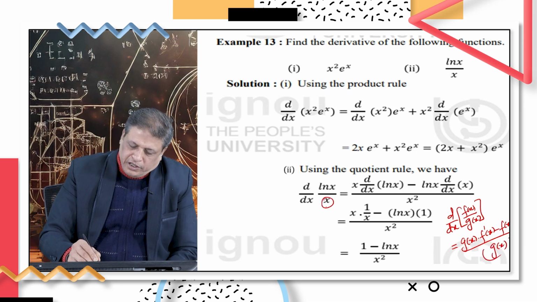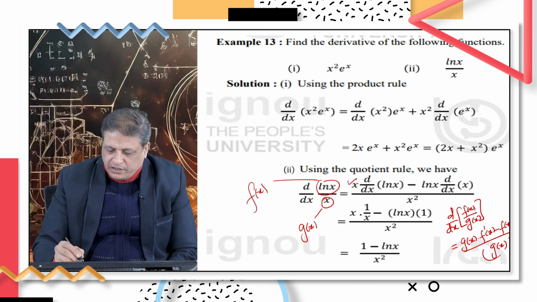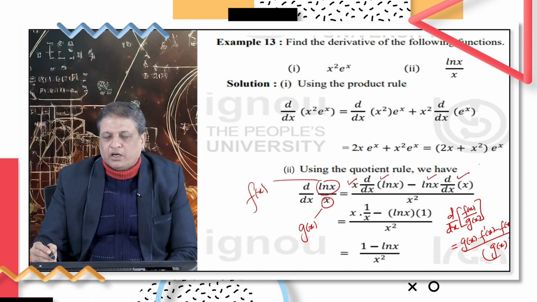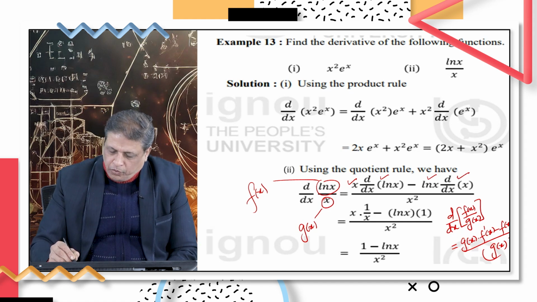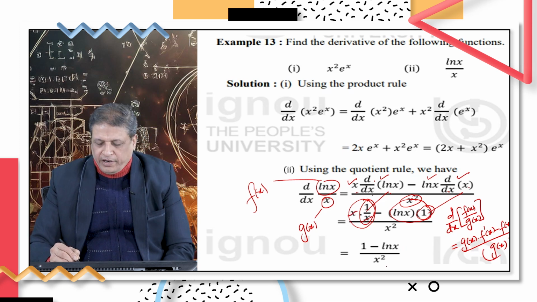So what is g(x)? g(x) is x over here and f(x) is natural logarithm of x. So g(x), that is x, into d/dx of natural logarithm, minus f(x) into g dash x, that is d/dx of x, upon g(x) square. So d/dx of natural logarithm x is 1 by x and d/dx of x is 1. Substituting the values, you will get x into 1 by x minus natural logarithm of x into 1. So x cancels with x, and you will get 1 minus natural logarithm of x divided by x square.